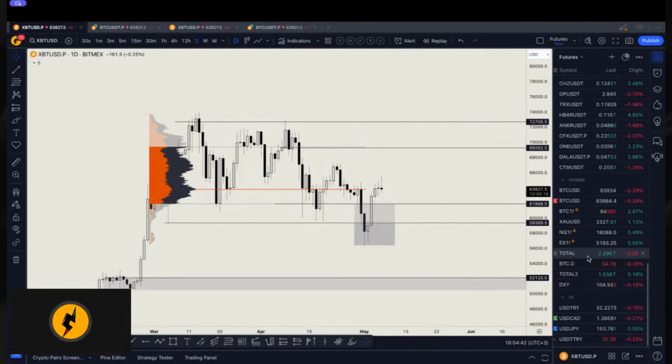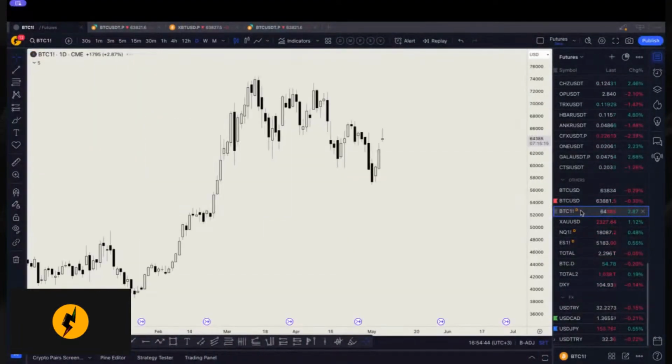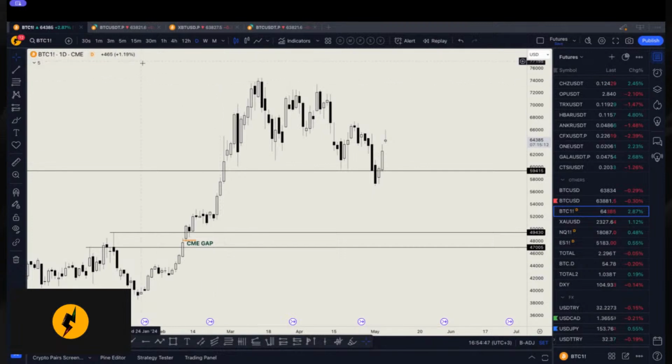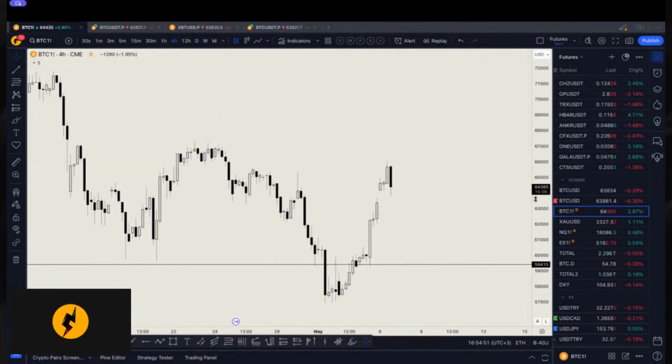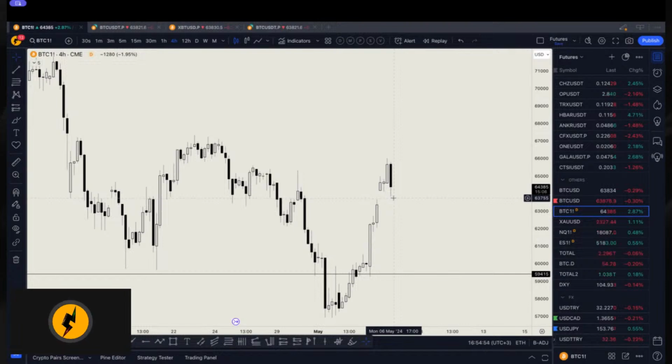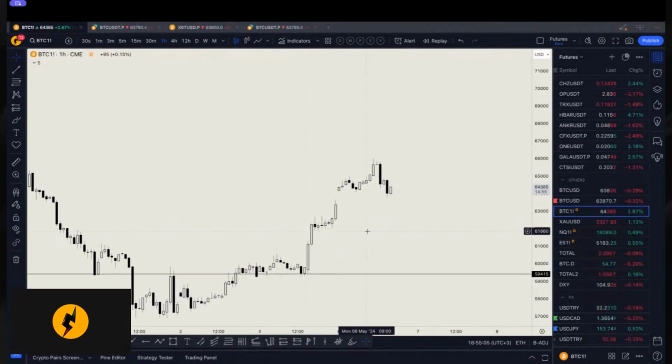Do I have the CME chart here? I kind of feel though, I see what you mean, but 62,900. Yeah, I mean, kind of that. You're right, but this gap is almost filled.